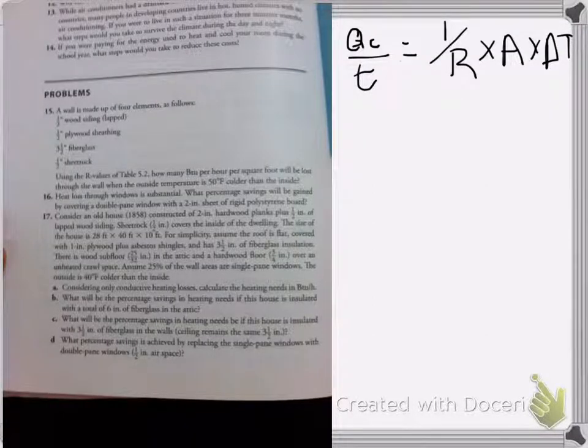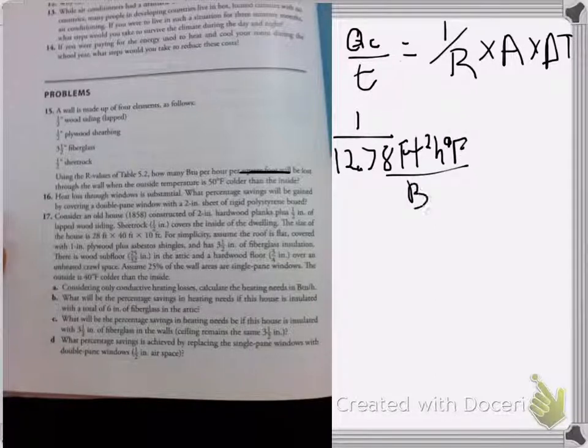And I'm going to set up my problem. Now, the problem is telling us to do a foot square in our area, so we're just going to do it by a foot square. And so my area over here will be 1 foot square. So it's 1 over my 12.78, and that's my unit of feet squared, hours, degrees Fahrenheit, BTU, times my area of 1 foot squared, and my change in temperature of 50 degrees.